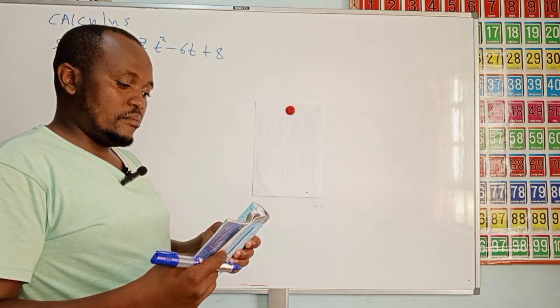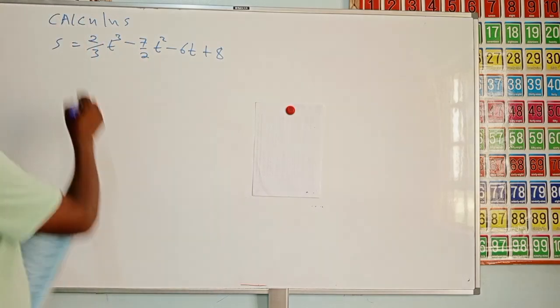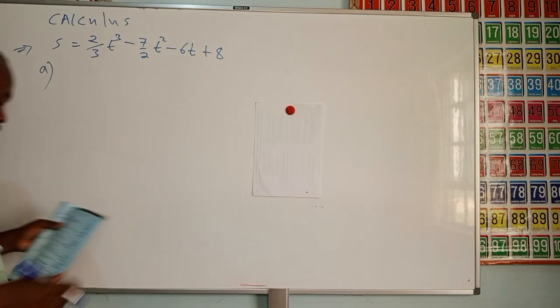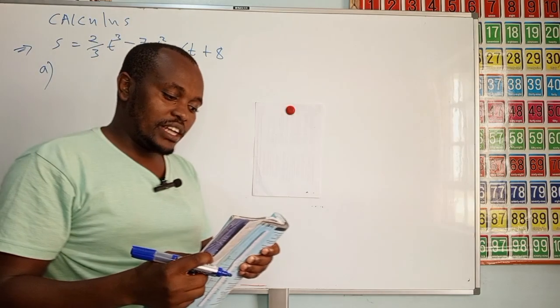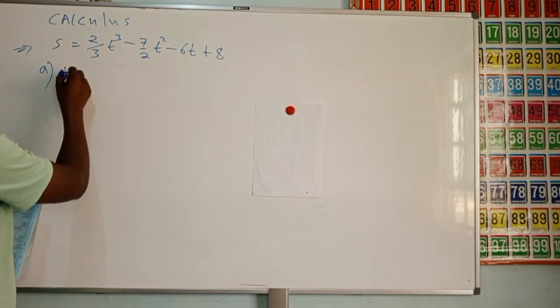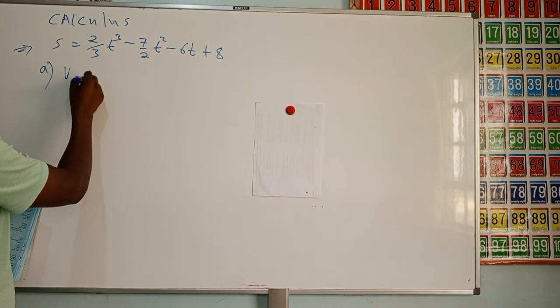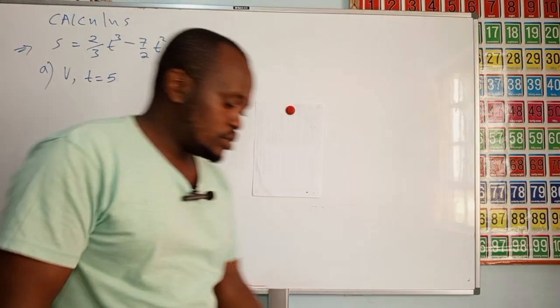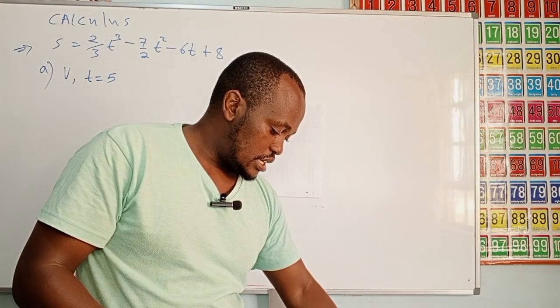Determine the following. So when you are given this, you are being asked 1a, the velocity of the particle when t is equals to 5. Velocity when t is equals to 5. Okay, so how do you find velocity?